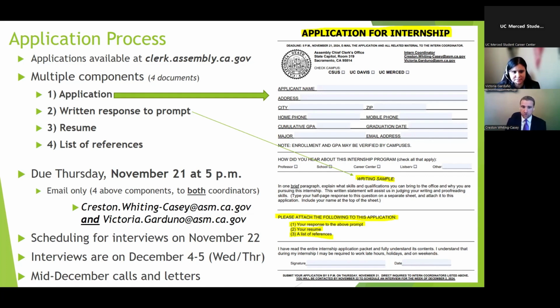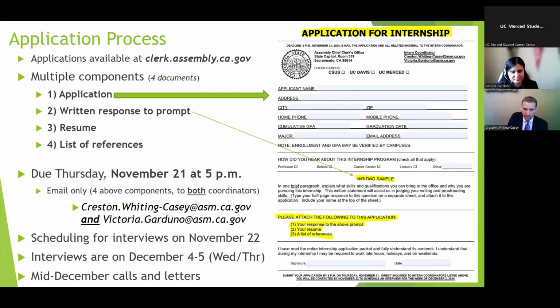These would all be due on November 21st at 5 p.m. And just a reminder, it's both to Victoria and me for the emails if you plan to apply. What's going to happen is that very next day, Friday, November 22nd, we're going to call all those that applied. So if you get a random phone call, maybe pick it up, because it might be us giving you a call to see when you can meet with us for an interview.